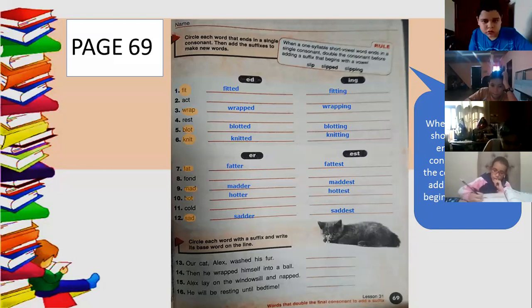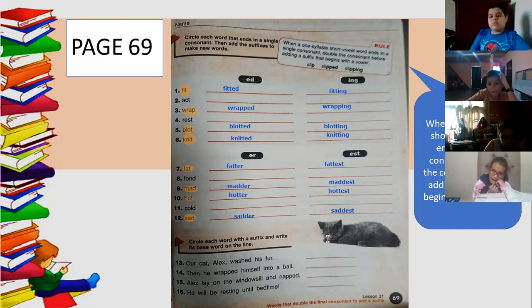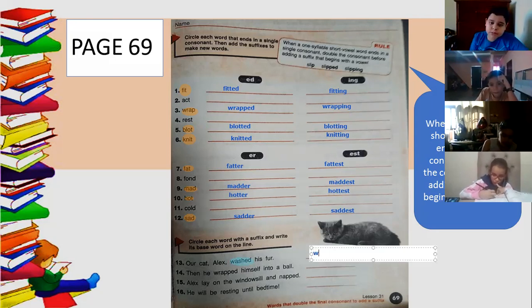Okay. And the next says, circle each word with a suffix and write the base word on the line. So Darwin, can you read number 13? Catholic washed his fur. Washed, babe. Don't forget how to pronounce ED, I already taught you, washed, okay? So what is the word that has a suffix in here, Darwin? Washed, right? So what are you going to do now? You are going to write the base word there. So that will be? Wash. Okay? Easy.